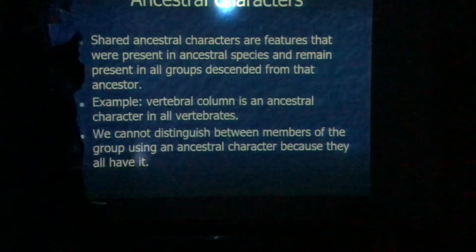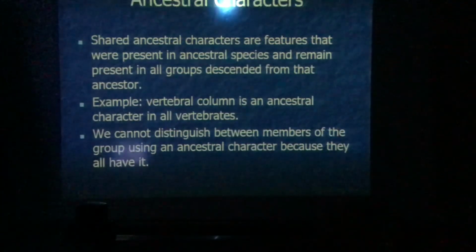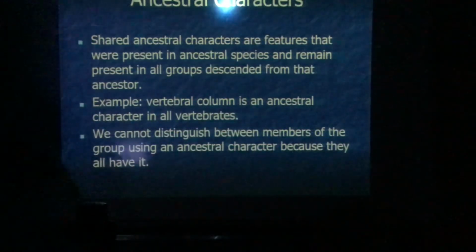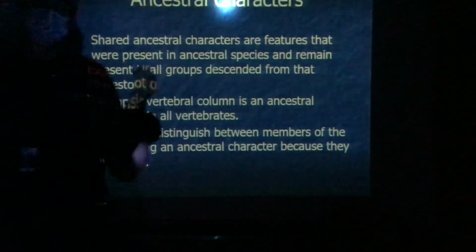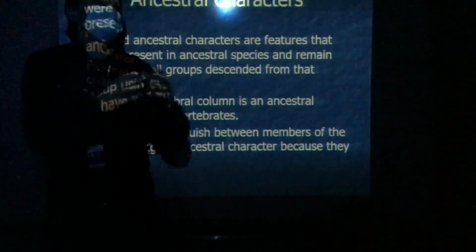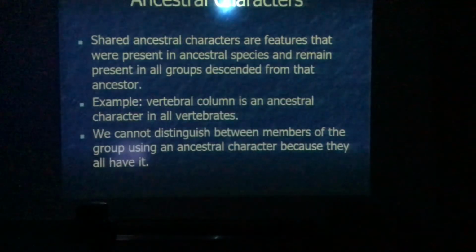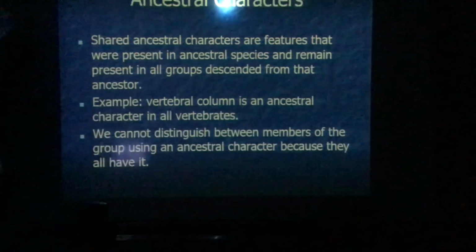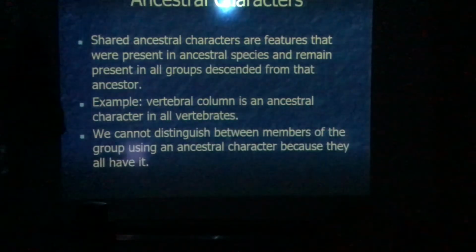Shared ancestral characteristics are features that were present in an ancient species that remain present in the group today. Real simple. For example, a vertebral column, the spine, cord, the bones, is an ancestral characteristic found in all vertebrates. What that means is, if it's an ancestral characteristic, we can't use it to separate out A from B, because all of them have it. They can change how they're categorized depending on what I'm comparing, and that will make sense. We cannot distinguish between members of a group using an ancestral characteristic because they all have it.